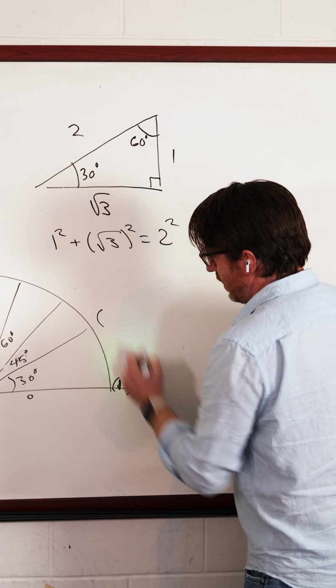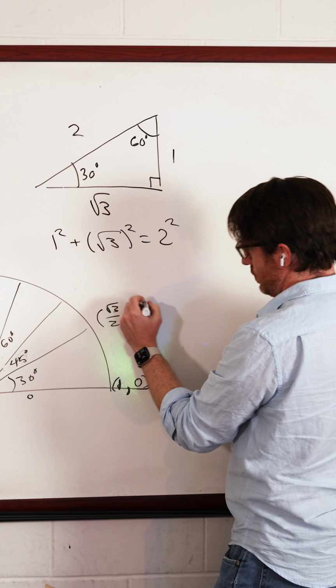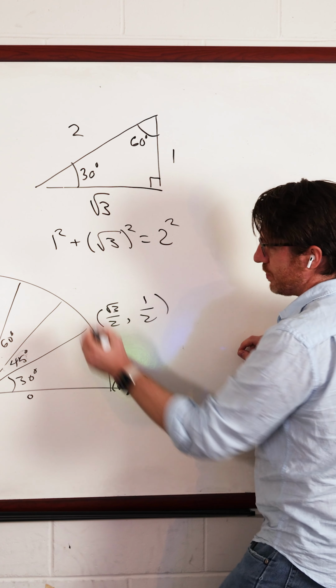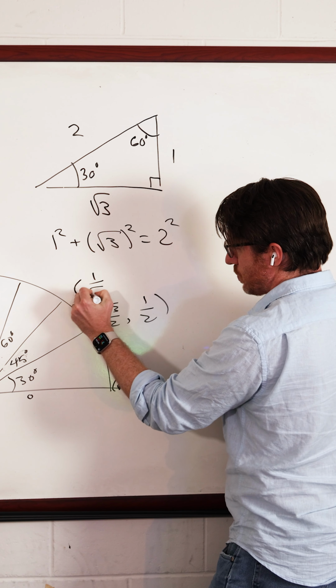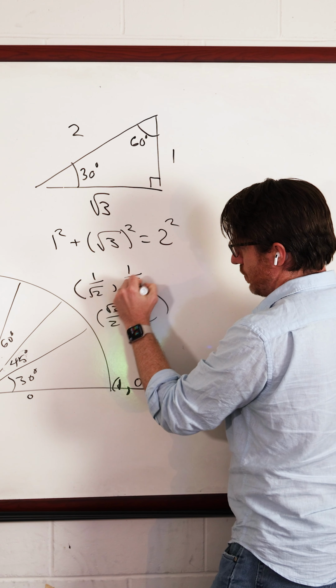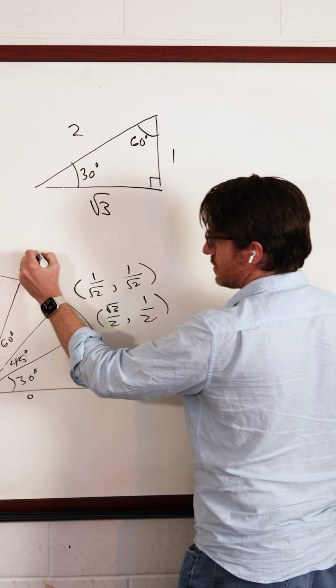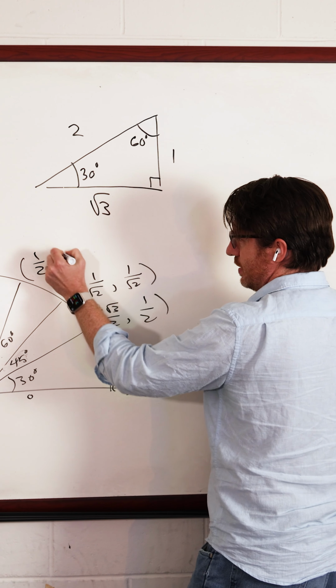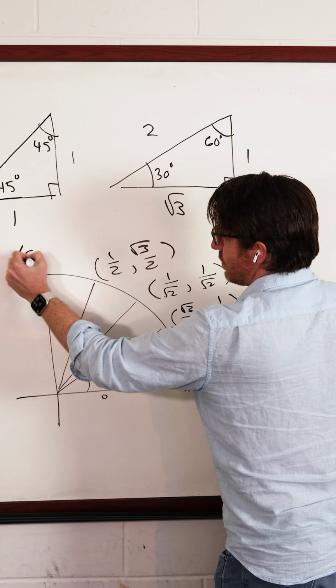Then over here, I have square root of 3 over 2, 1 over 2. So like that. Then I have this guy, which is going to be 45 degrees, so 1 over square root of 2, 1 over square root of 2, we already mentioned that. Then over here, we just sort of flip-flop these guys. It's going to be 1/2 and square root of 3 over 2. And then over here, we have 0 and 1.